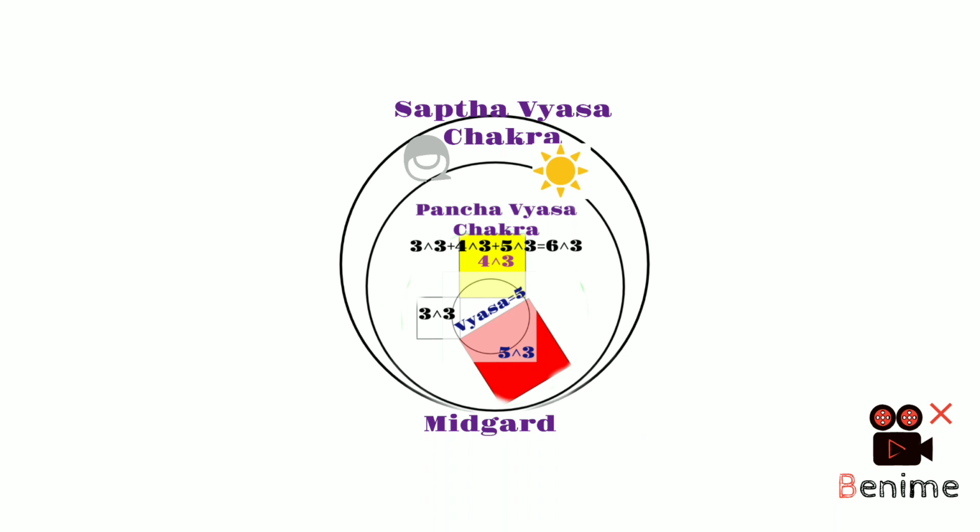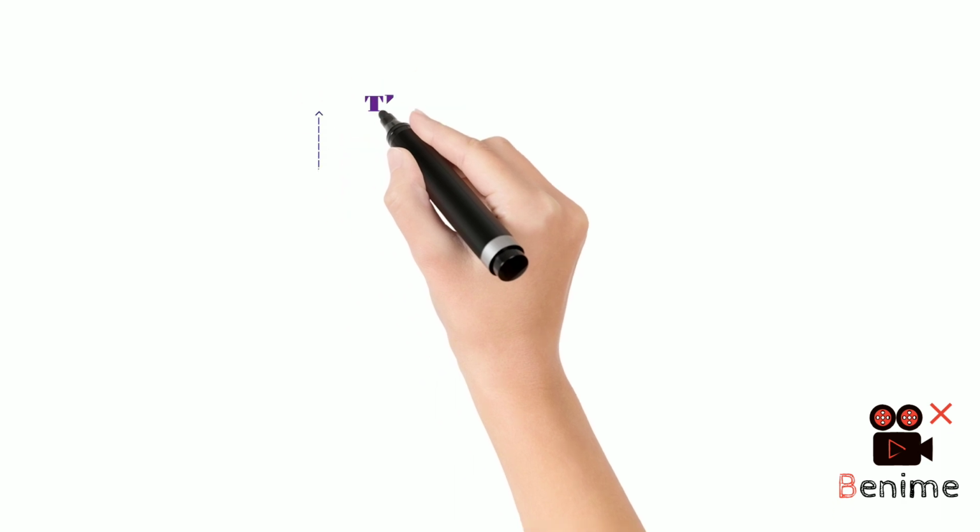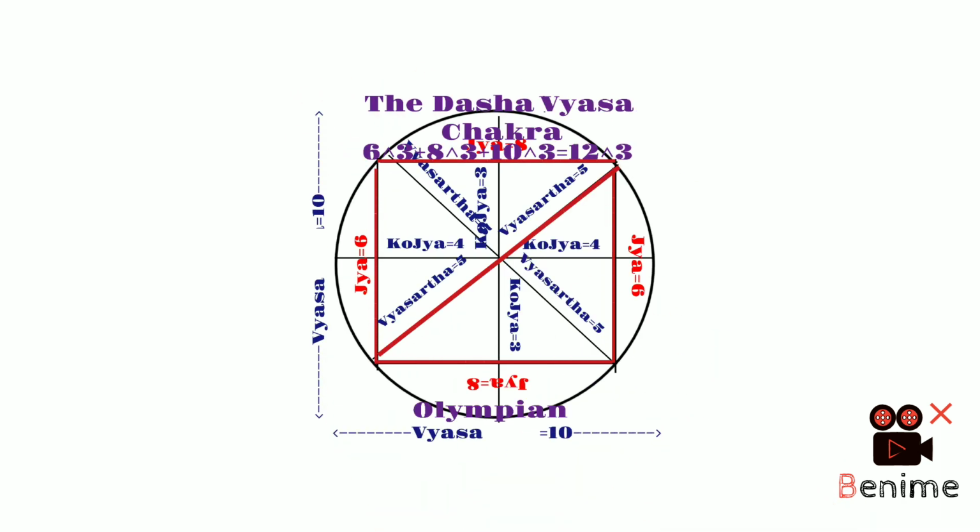That will have naturally, let's wait for the picture to pull up. This is the Dasha Vyasa Chakra. You can get it by adding 4 quadrants of the Pancha Vyasa Chakra. If you add 4 of such Pancha Vyasas, you will get this chakra, that will be Dasha Vyasa Chakra. Ja is 6, the Kotija is 8, and the Vyasa is 10.